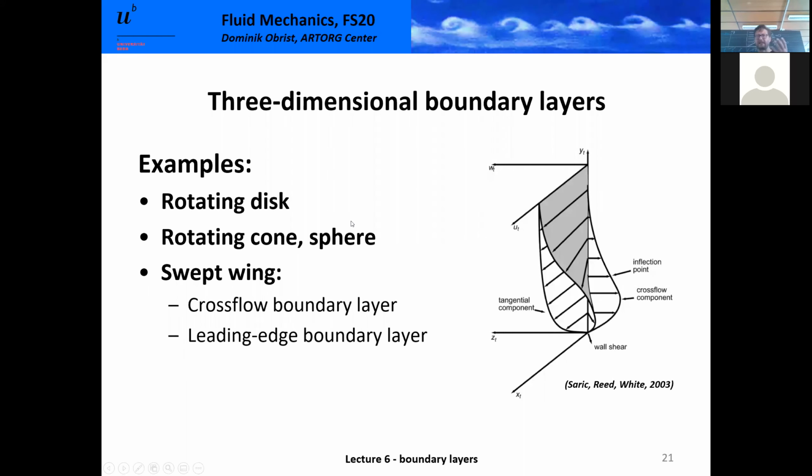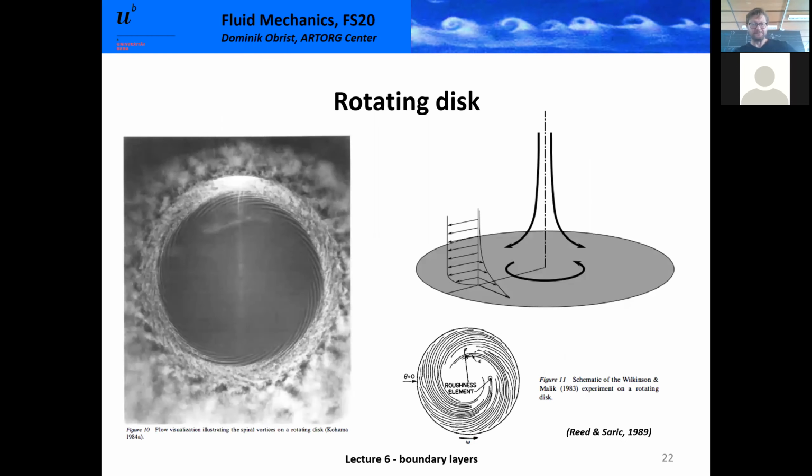There are some classical cases where this is being studied, and I would quickly like to point out on our next slide the rotating disc. I also have pictures of a rotating cone, and I would like to end this lecture with a picture of a swept wing, just to bring you back to the actual technical application. But maybe first, let's take a look at the rotating disc. This is, again, a situation which should help you to appreciate why a boundary layer is three-dimensional.